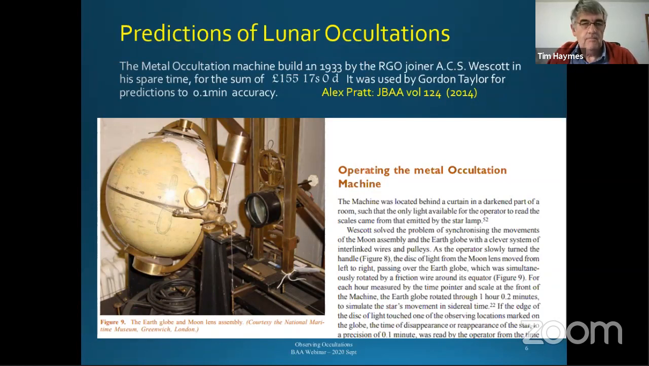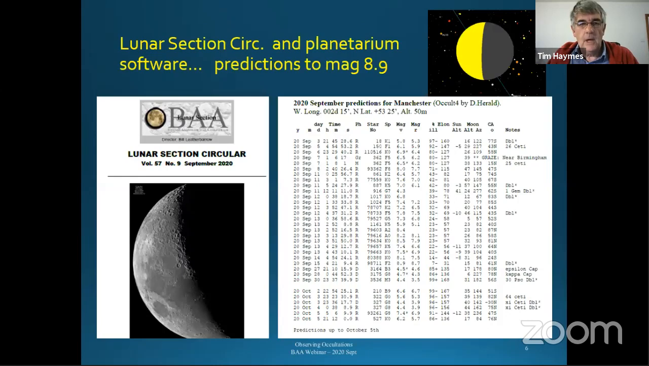Gordon Taylor used this equipment for his predictions at the Nautical Almanac Office, and subsequently they appeared in the BAA Handbook. Currently, I get predictions from the Occult4 software, and I put these in the lunar section circular. And these go down to magnitude 9. So if you log on to the BAA website and go through the lunar section facilities and archives, you will find the current circulars and more predictions for lunar occultations.